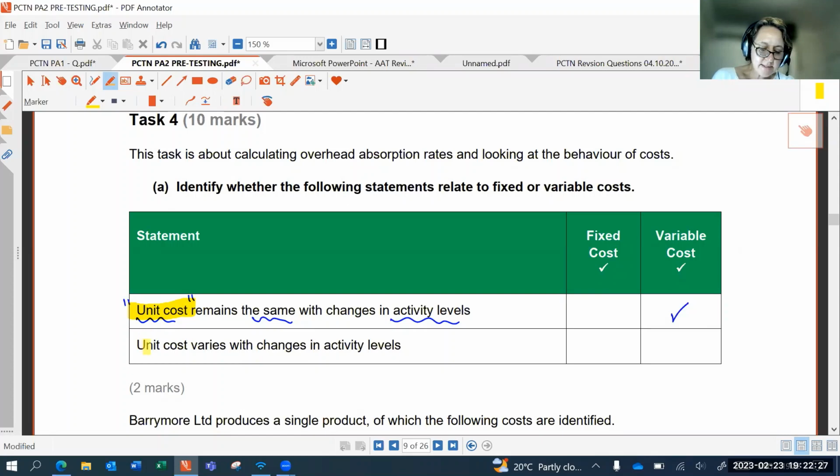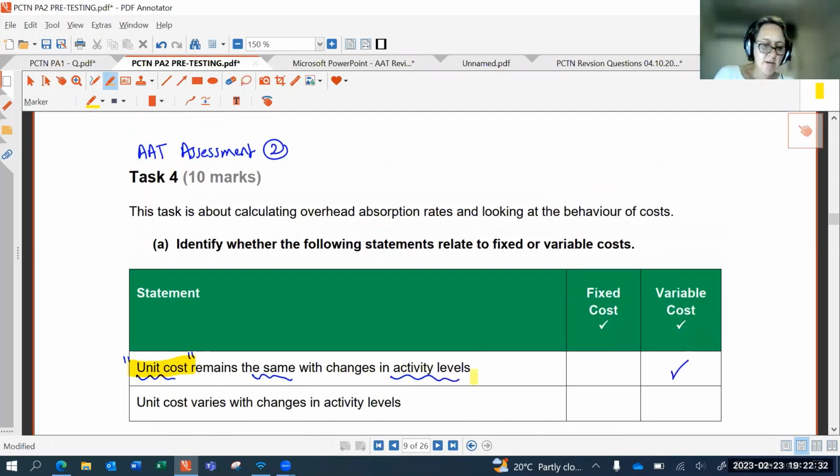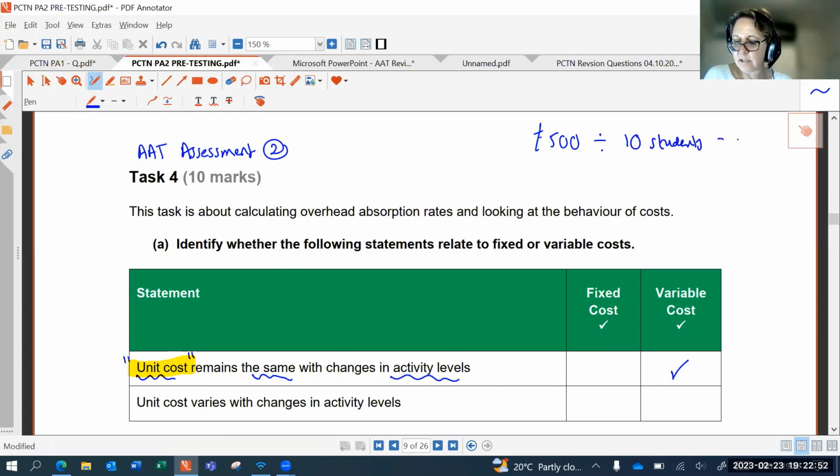This one, it says the unit cost varies with the change in activity levels. Let's see what that means. Let's imagine that our tutor is paid, let's just make up a number here, let's say the tutor is paid £500 for the course. So if we get 10 people attending the course, that would be equivalent to a cost of £50 for each student. So £50 per unit, if you like.